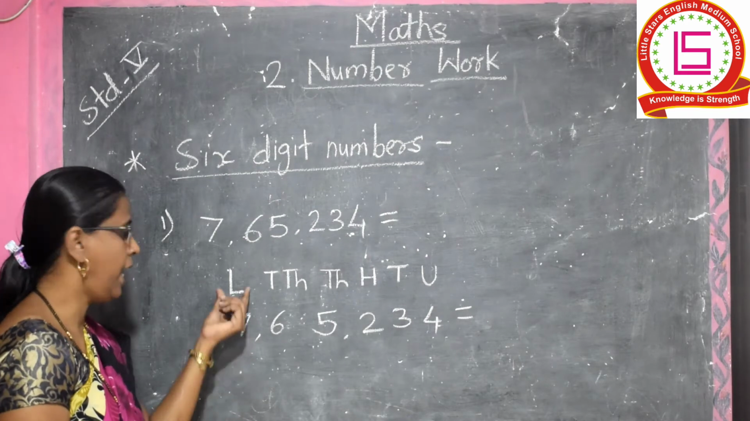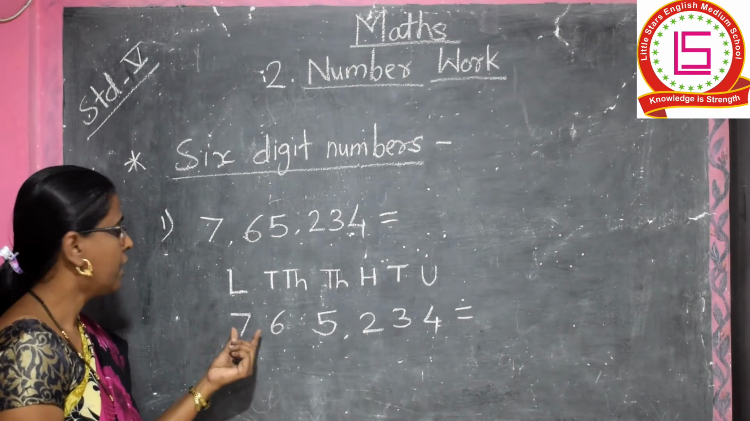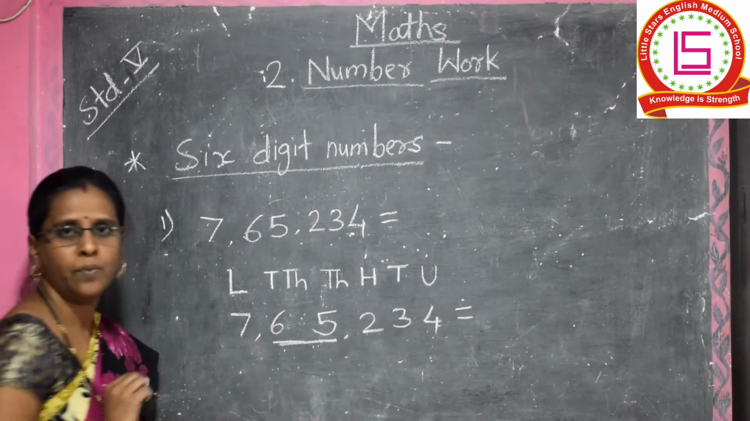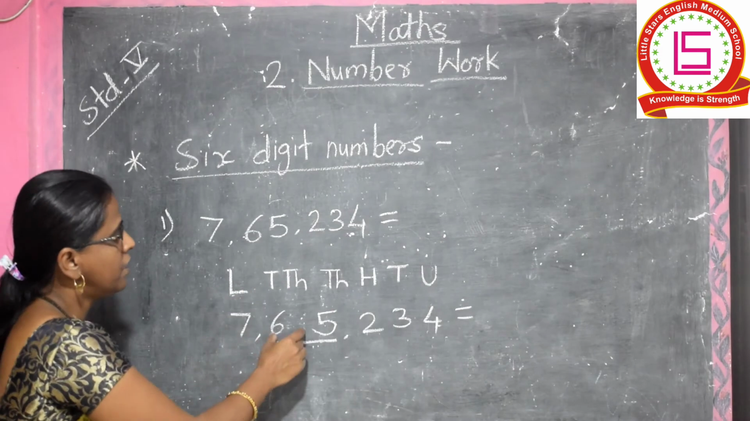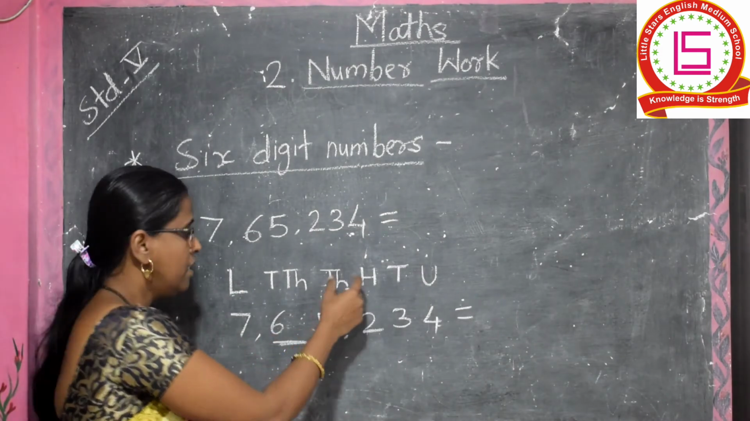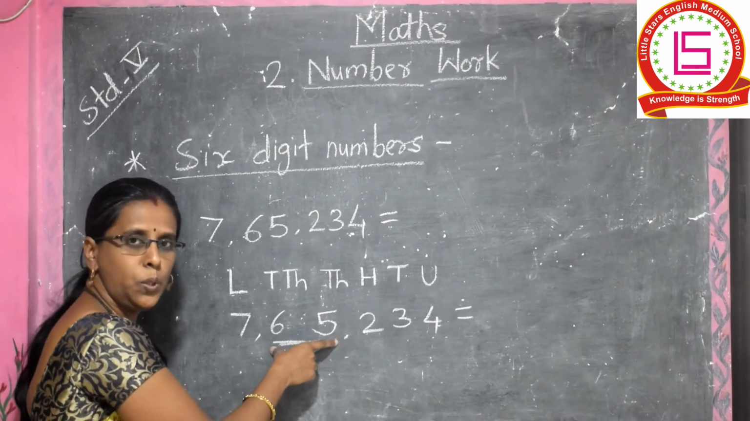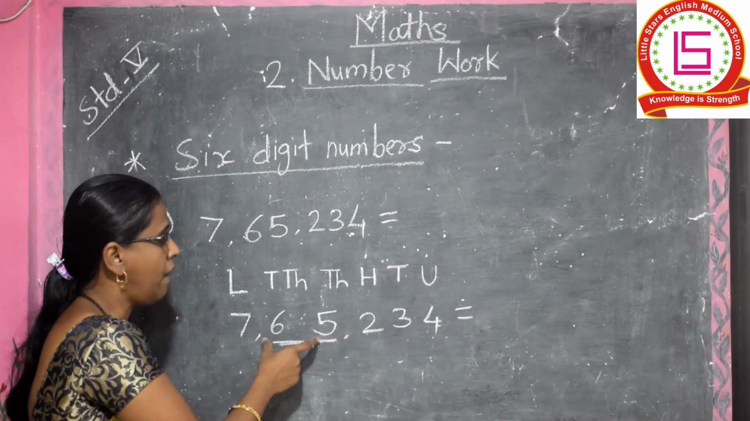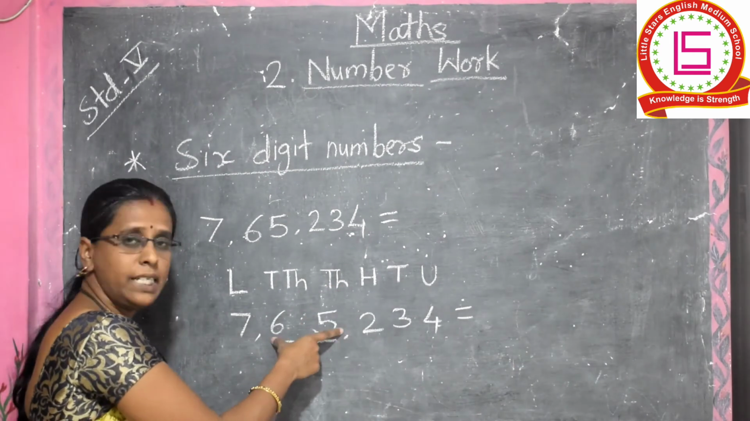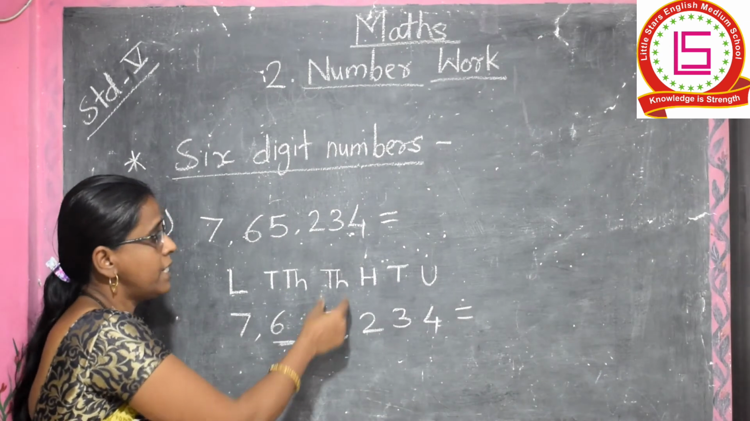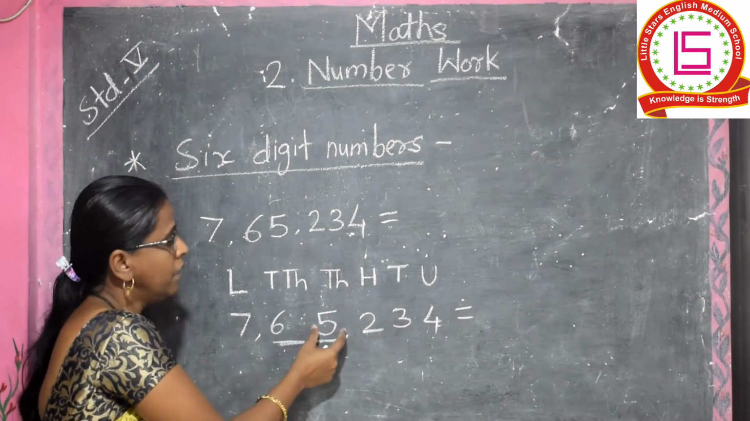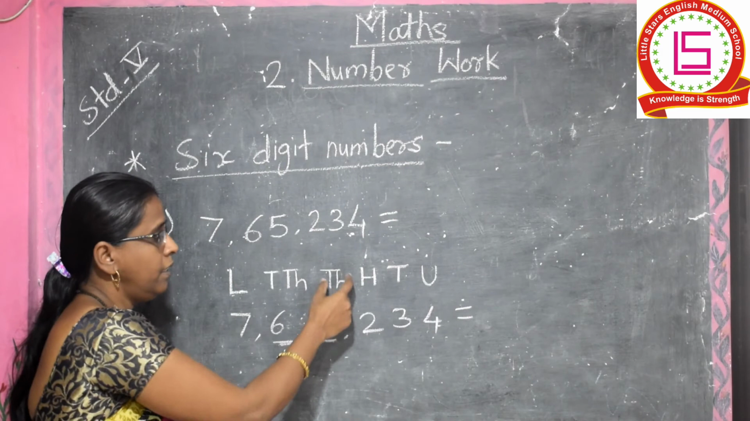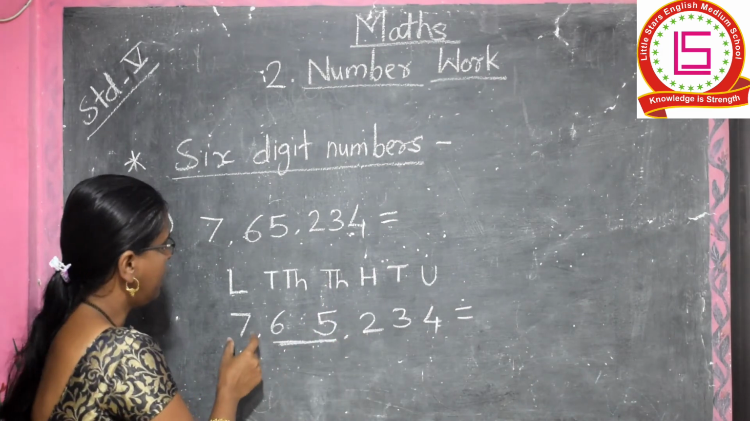First we read the lakh place: 7 lakh. Then we read these two digits at a time: 7 lakh 65,000. When we read these two digits together, we take the name of the place of the last digit. We have to read this place name.